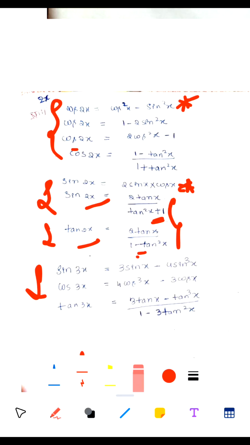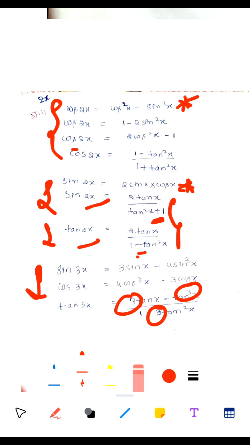Okay, so if there is a coefficient 3 and no power raised, like that: sin 3x is 3 sin x minus 4 sin cube x. For cos 3x, it is 4 cos cube x minus 3 cos x. Okay, so tan 3x is 3 tan x minus tan cube x divided by 1 minus 3 tan square x. Okay, this is a formula.